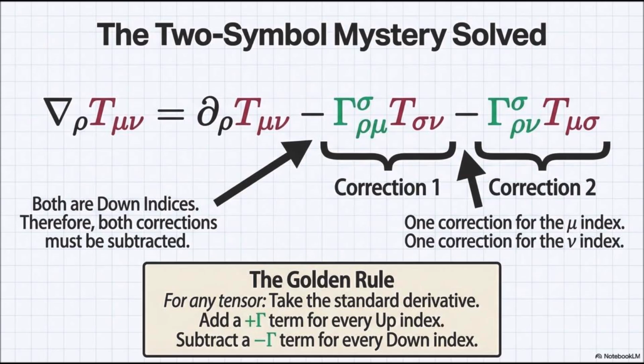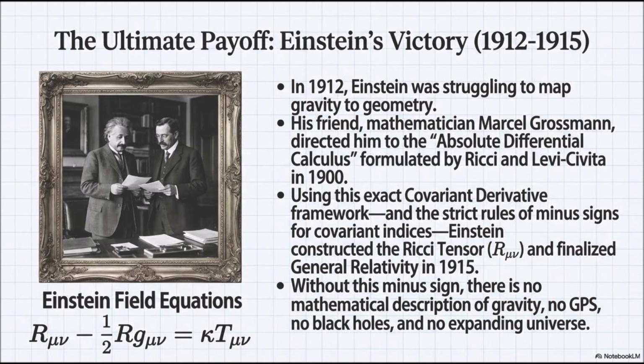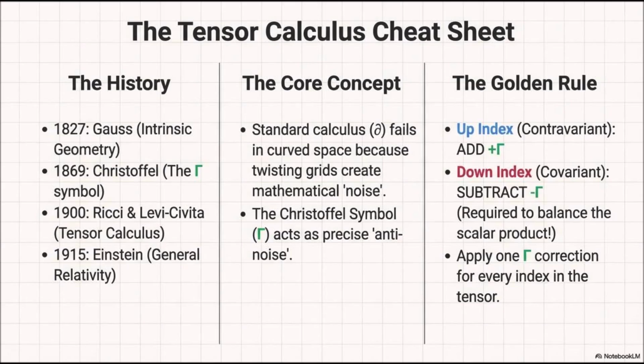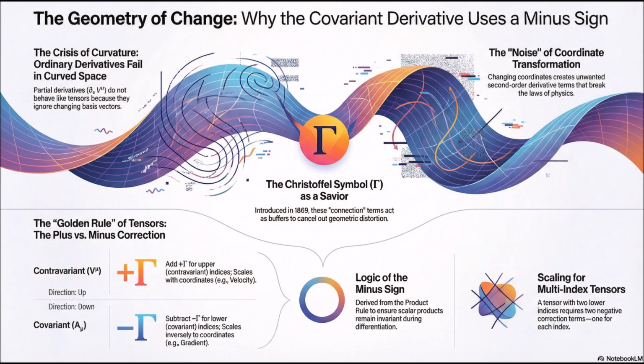If you have a massive tensor with 5 upper indices and 3 lower indices, you know exactly what to do. You write out the ordinary derivative, then you add 5 positive Christoffel terms and subtract 3 negative Christoffel terms. It's an infallible recipe for noise cancellation. It guarantees geometric stability. Completeness check. Have we captured the essence of the golden rule?